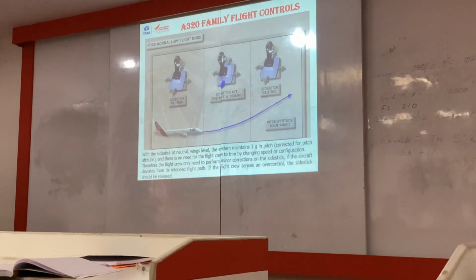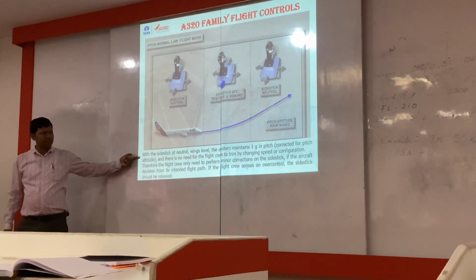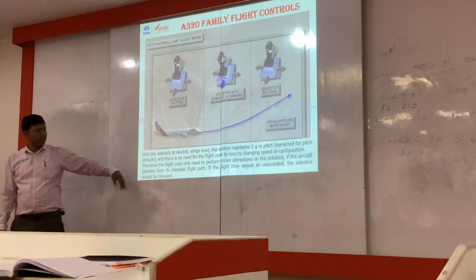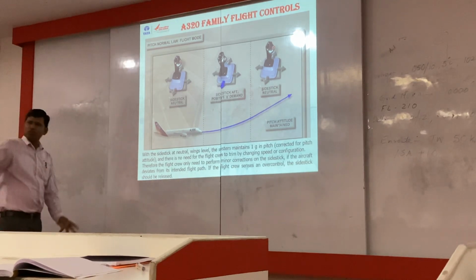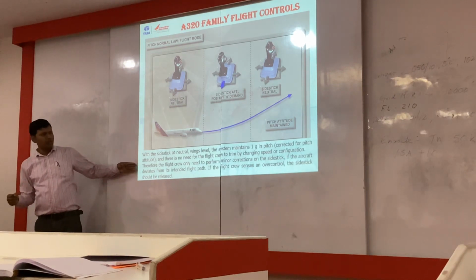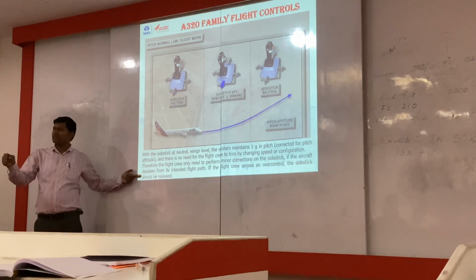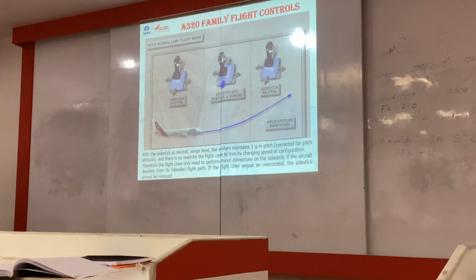Side stick at neutral position, wings level, the system maintains 1G in pitch, corrected for pitch attitude, and there is no need for the flight crew to trim by changing speed or configuration. Therefore, the flight crew only needs to perform minor corrections on the side stick if the aircraft deviates from its intended flight path. Once you have given a certain value, it will maintain it with auto trimming, if auto trimming is available.